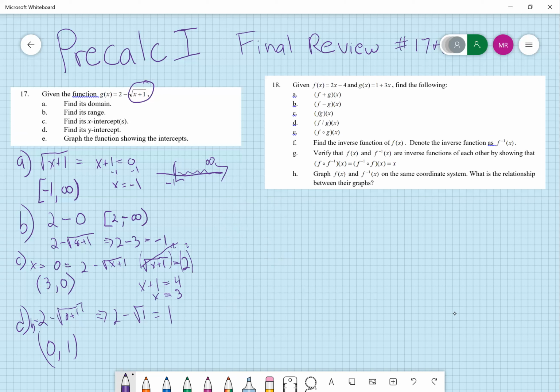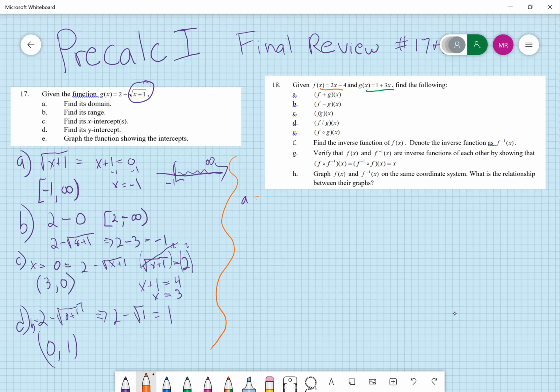This one has a lot of steps. So for 18, we're given two equations, f of x and g of x, and we're going to make composite functions. For the first, a, we're going to take f of x plus g of x. So we just add them together.